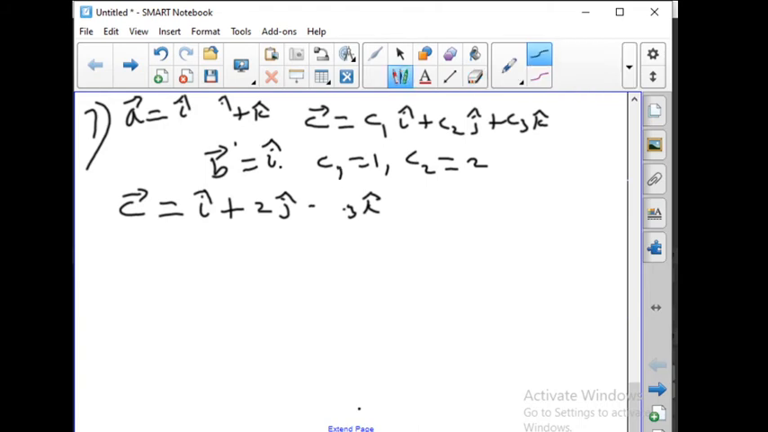So C vector is I cap plus 2 J cap plus C3 K cap.